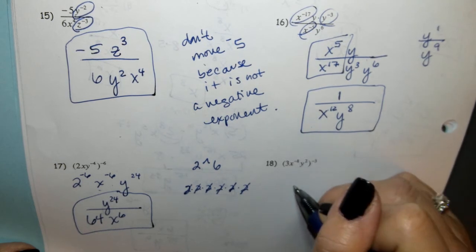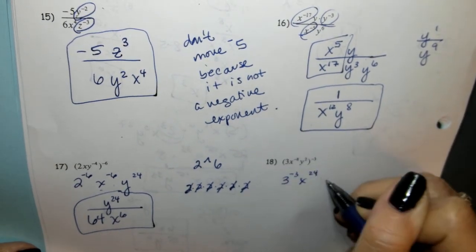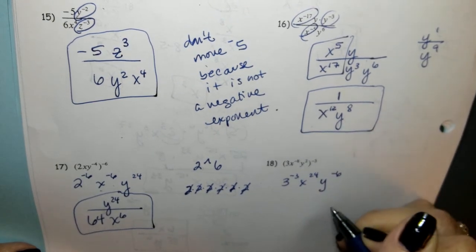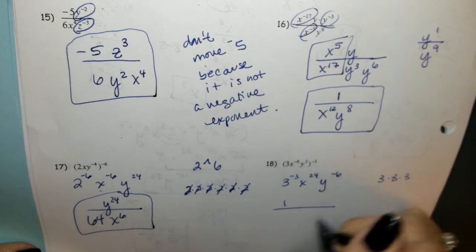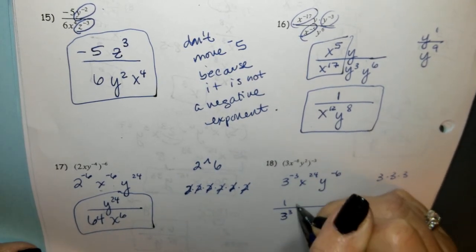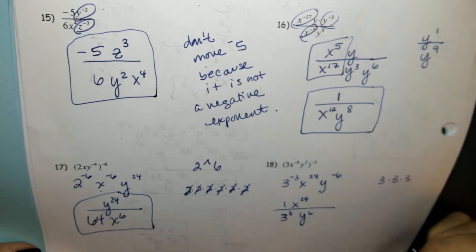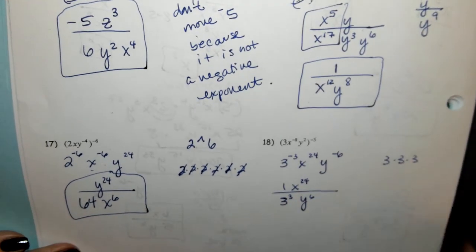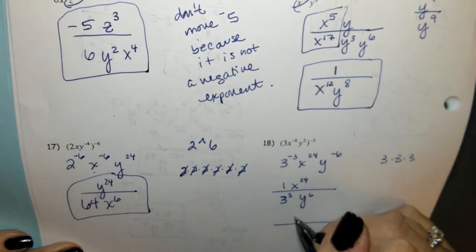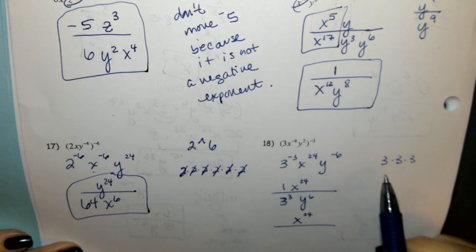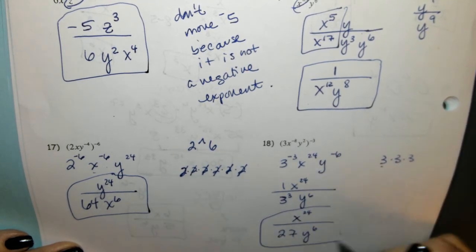And finally, we have 3 to the negative 3, x to the 24th, y to the negative 6th. So 3 times 3 times 3, because this is going to be 1 over 3 cubed. X to the 24th stays up there, and y to the 6th came down. So for numbers like that, it's okay if you leave it like that, but most likely you'll see it written out as 27. And that is that.